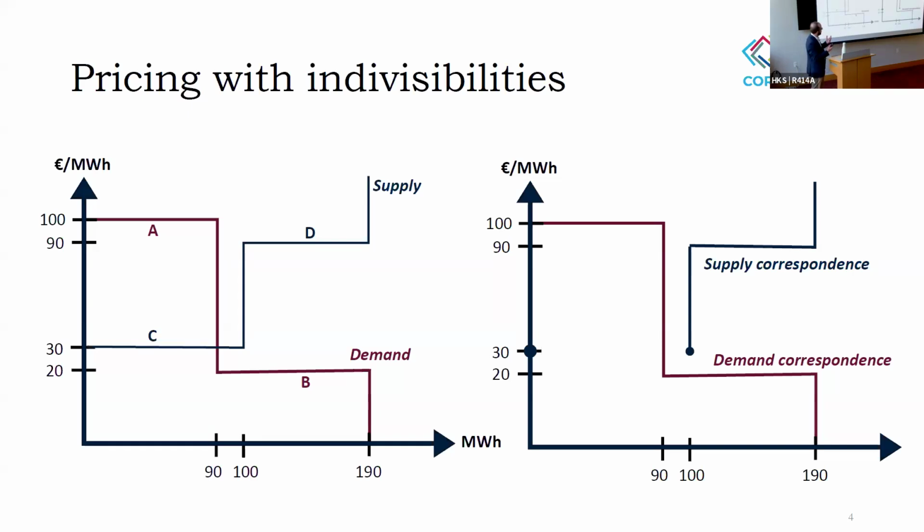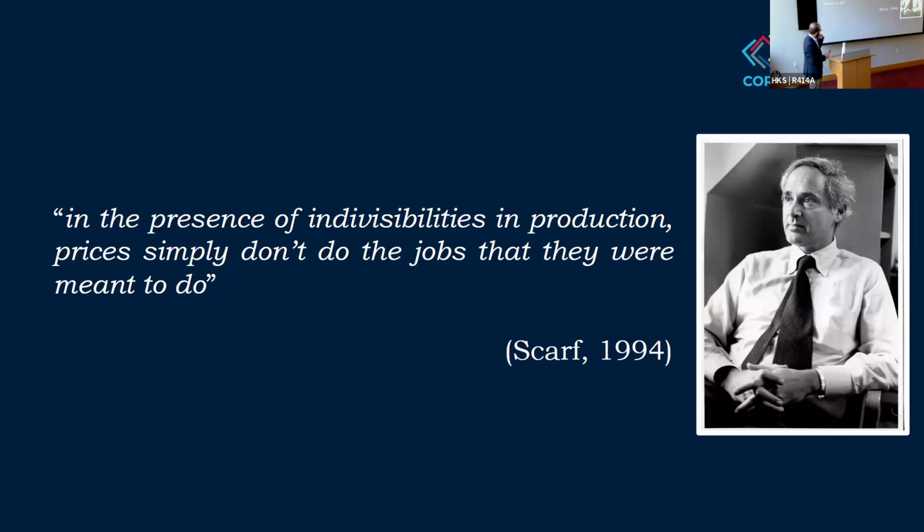I think theoretically, it also kind of connects to some fundamental question about what a market and a price can do in a situation that deviates a little bit from the classic assumption that you see in microeconomics. For example, there is this economist, Herbert Scarf, that worked on that topic in the 90s and made the statement that in the presence of indivisibilities in production, the prices just simply don't do the job that they are meant to do. So that is the theoretical motivation of the issue we're going to study together.